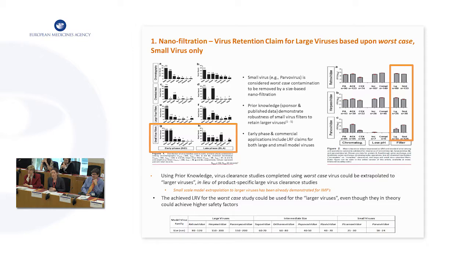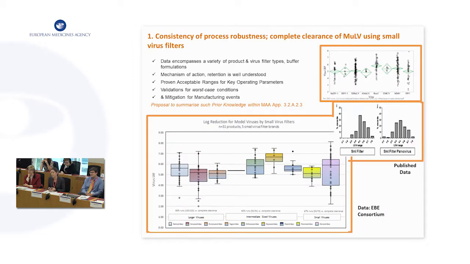We know that this has been successful already and has already been demonstrated for investigational medicinal products. And in terms of reporting this in the dossier, the achieved log reduction values for the worst case studies for the larger viruses will be interpolated from the smaller ones, even though they, in theory, could achieve higher safety factors.